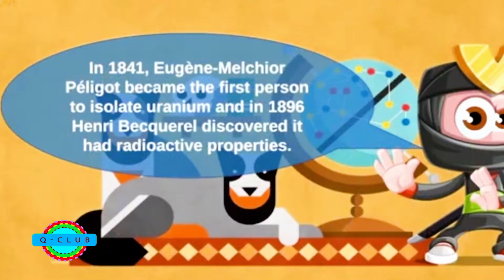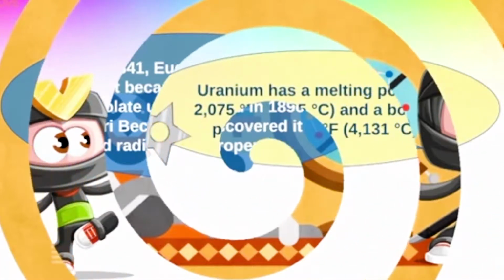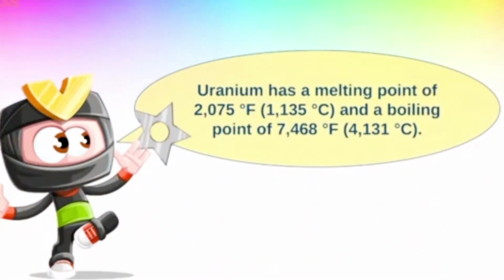Where is it found on Earth? Uranium is about the 50th most abundant element in the Earth's crust. It can be found in very small traces in most rocks and in the ocean water. In the Earth's crust, it is found in minerals such as uraninite, carnotite, torbernite, and coffinite.